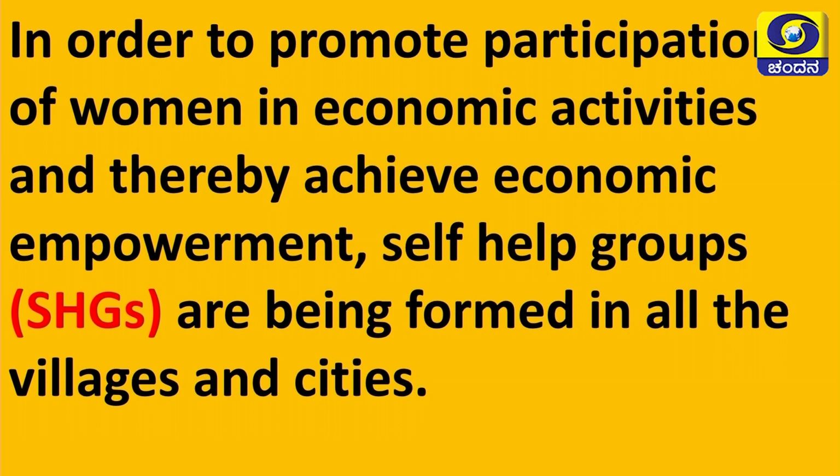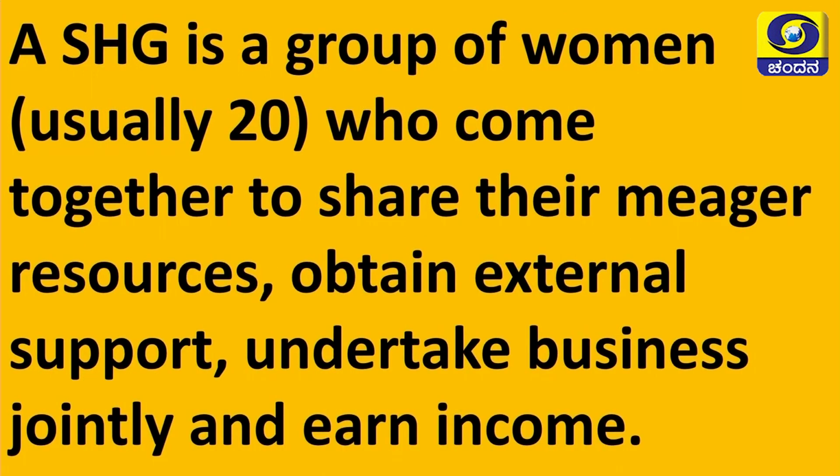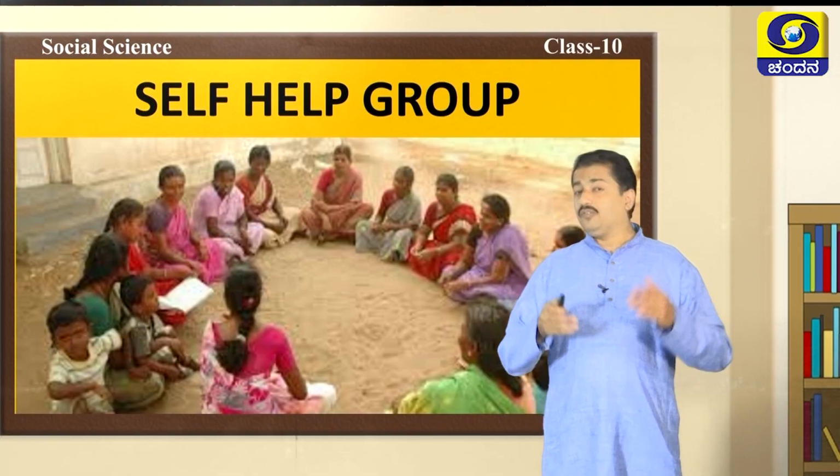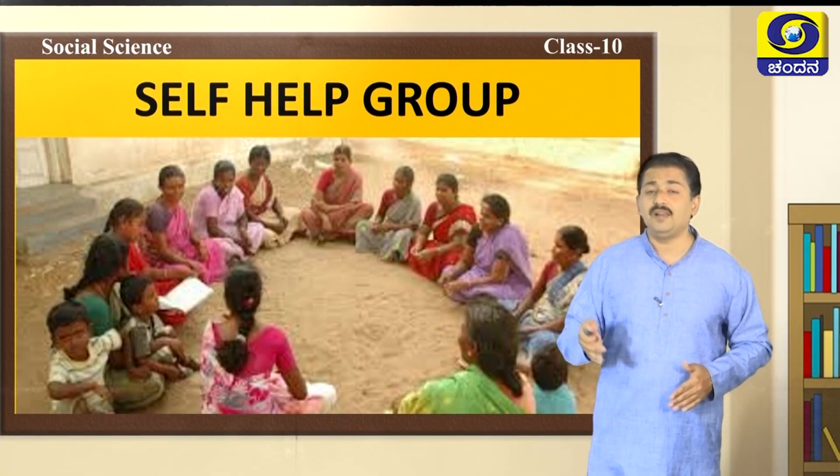In order to promote participation of women in economic activities and thereby achieve economic empowerment, self-help groups, SHG, are formed both in cities and villages. A SHG is a group of women who come together, normally 15 to 20, to share their meager resources and obtain external support, undertake business jointly and earn income. So, this is called a self-help group.